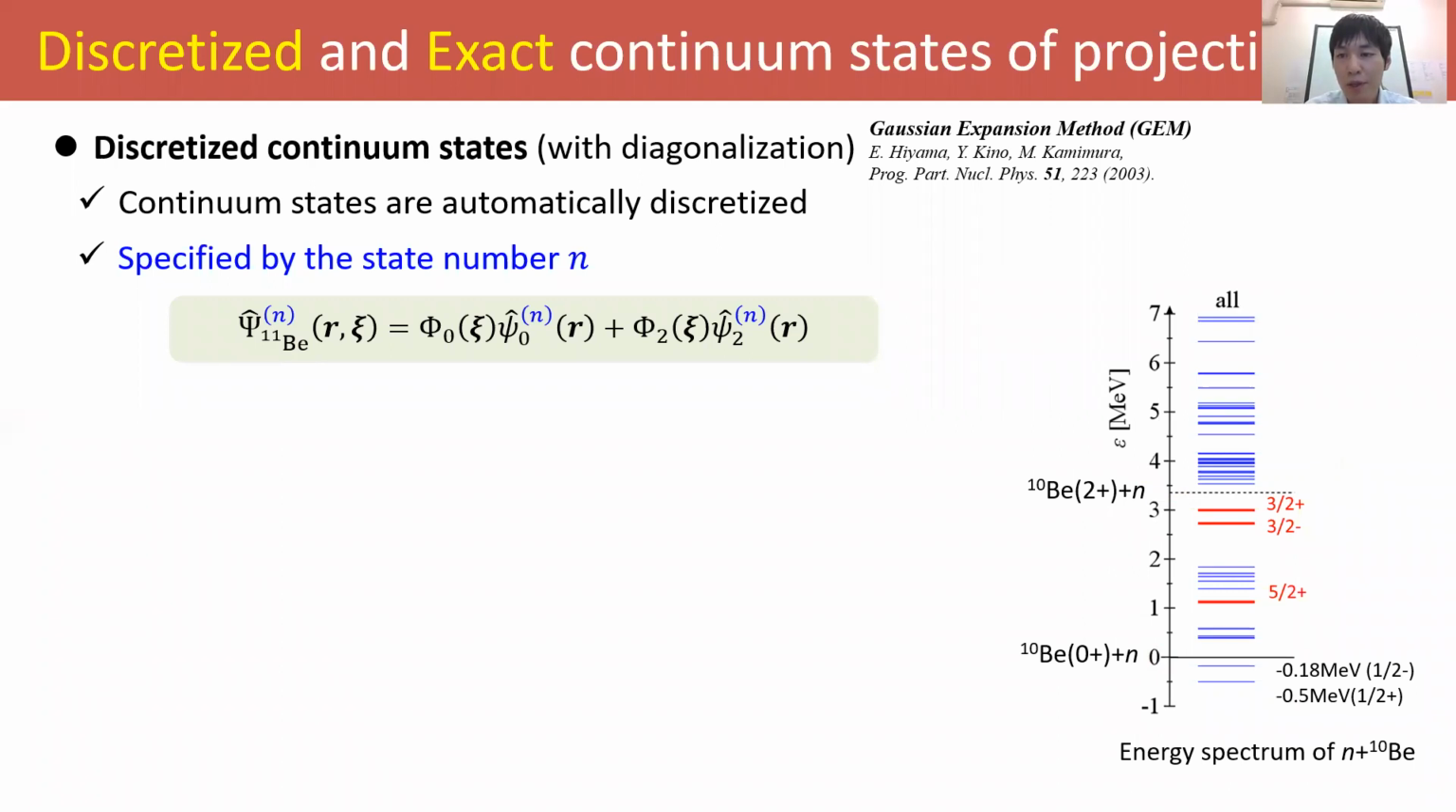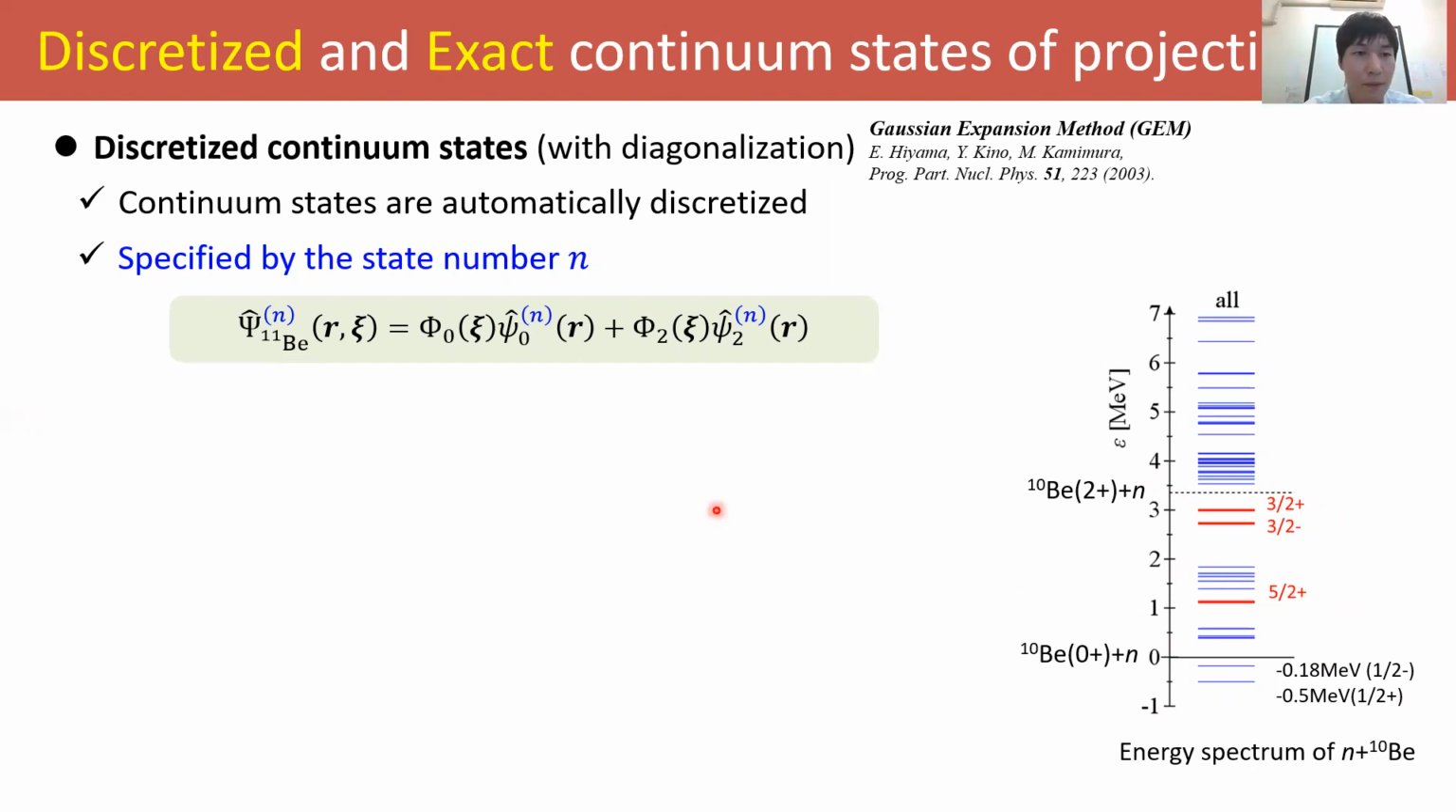In the present model, two weakly binding states are obtained, and several resonances are also obtained for 5/2 plus, 3/2 minus, and 3/2 plus. They are consistent with the experimental data.